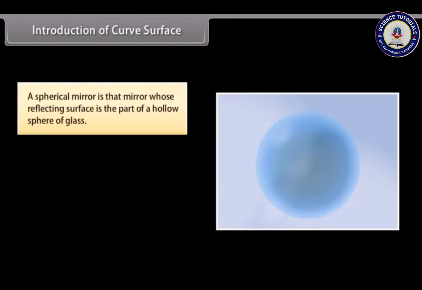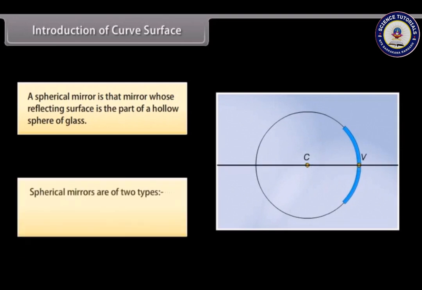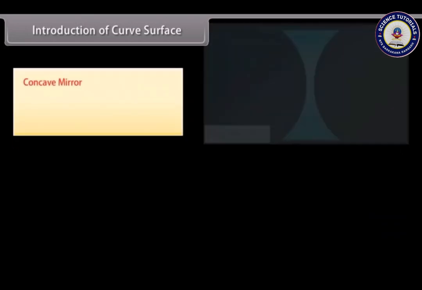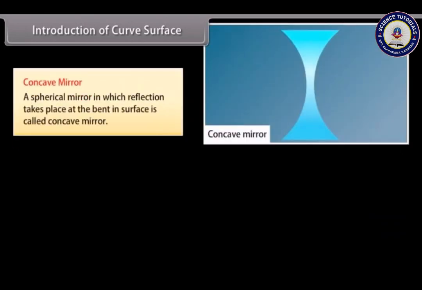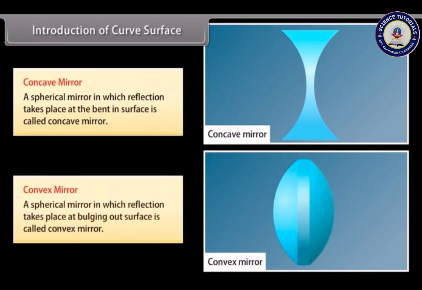Introduction of curved surface. A spherical mirror is a mirror whose reflecting surface is part of a hollow sphere of glass. Spherical mirrors are of two types: concave mirror and convex mirror. Concave mirror. A spherical mirror in which reflection takes place at the bent in surface is called a concave mirror. Convex mirror. A spherical mirror in which reflection takes place at the bulging out surface is called a convex mirror.